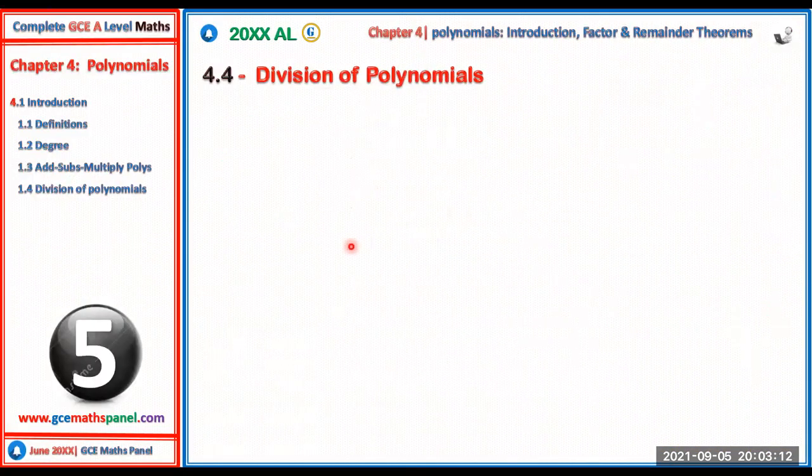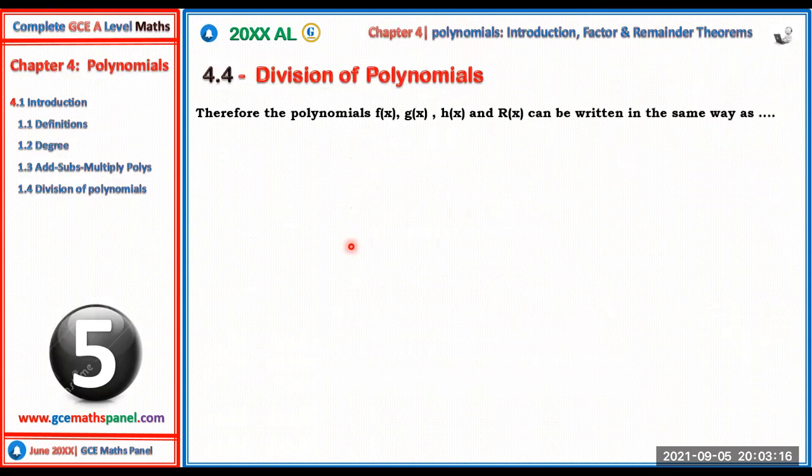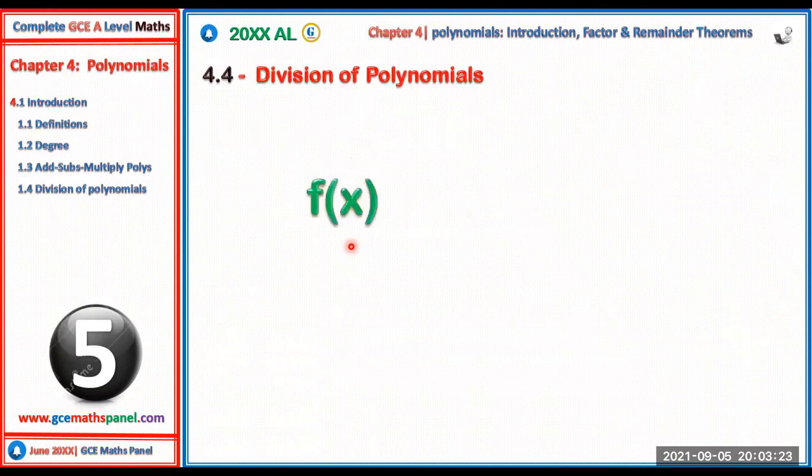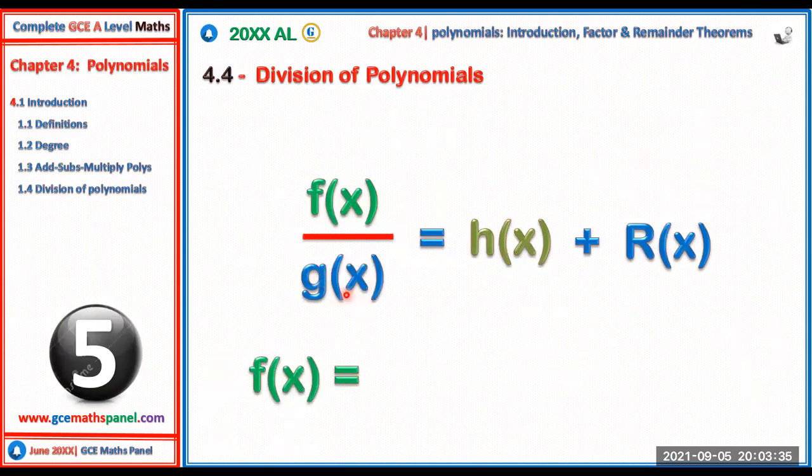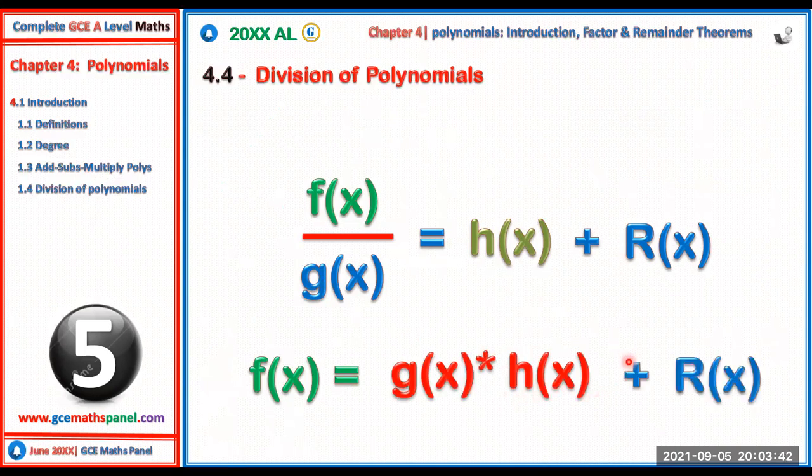Normally division of polynomials follows long division. Therefore, the polynomials f of x, g of x, h of x, and r of x can be written in the same way as you have seen previously. If you have f of x divided by g of x, that is going to be equal to h of x plus a remainder. If you are to solve for f of x, that will be equal to g of x times h of x, or h of x times g of x, since the operation is commutative, plus r of x.